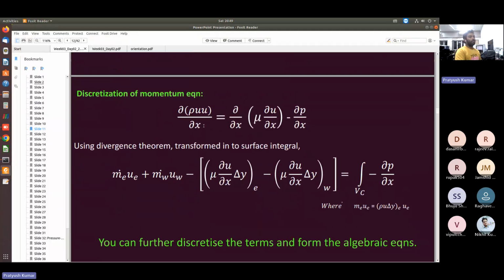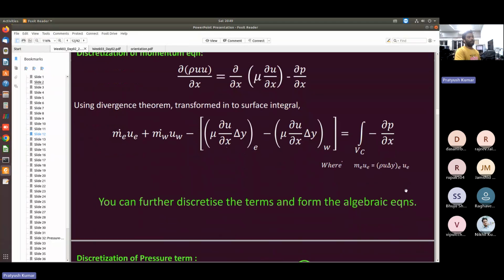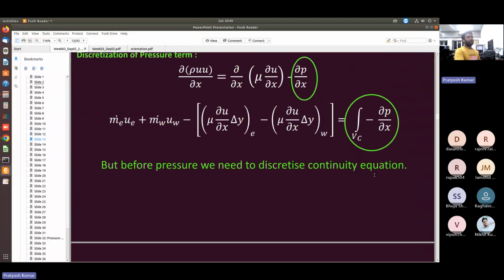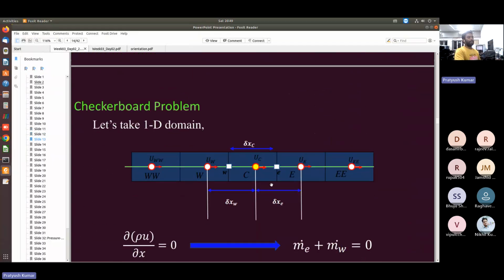Okay, so this way you can use the divergence theorem, and you can discretize in this way. This term is m dot t into ue, m dot w into uw. This is the second term, and this is the pressure term. Now, first let's focus on this pressure gradient term for a given 1D cell.